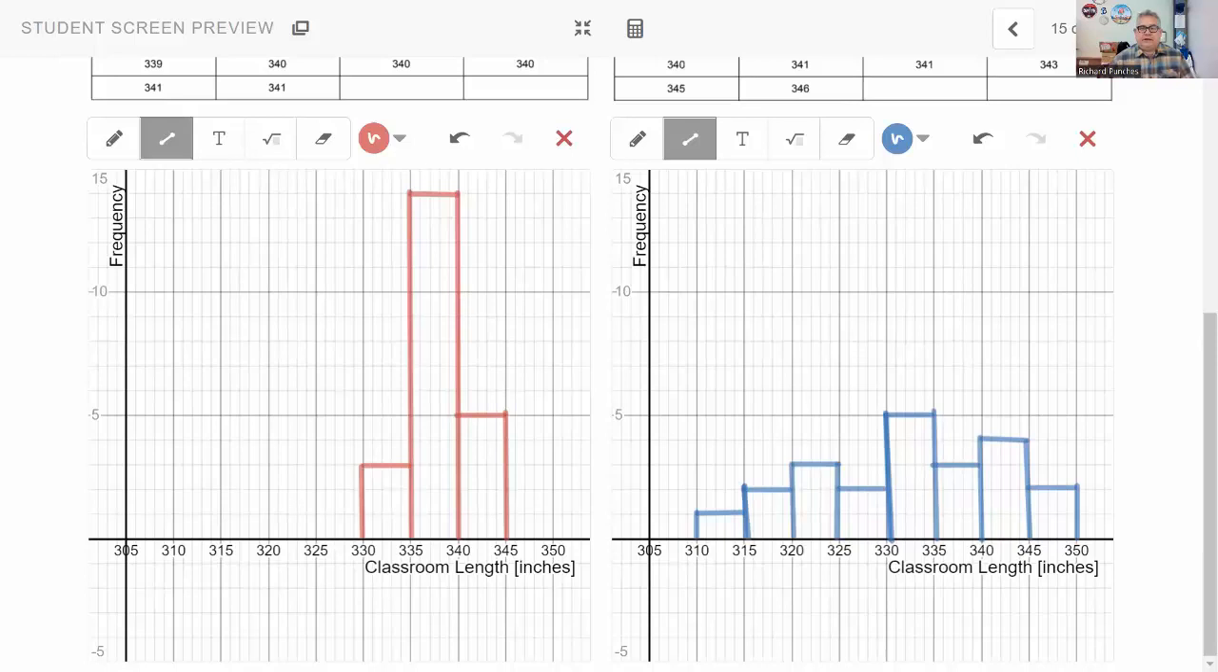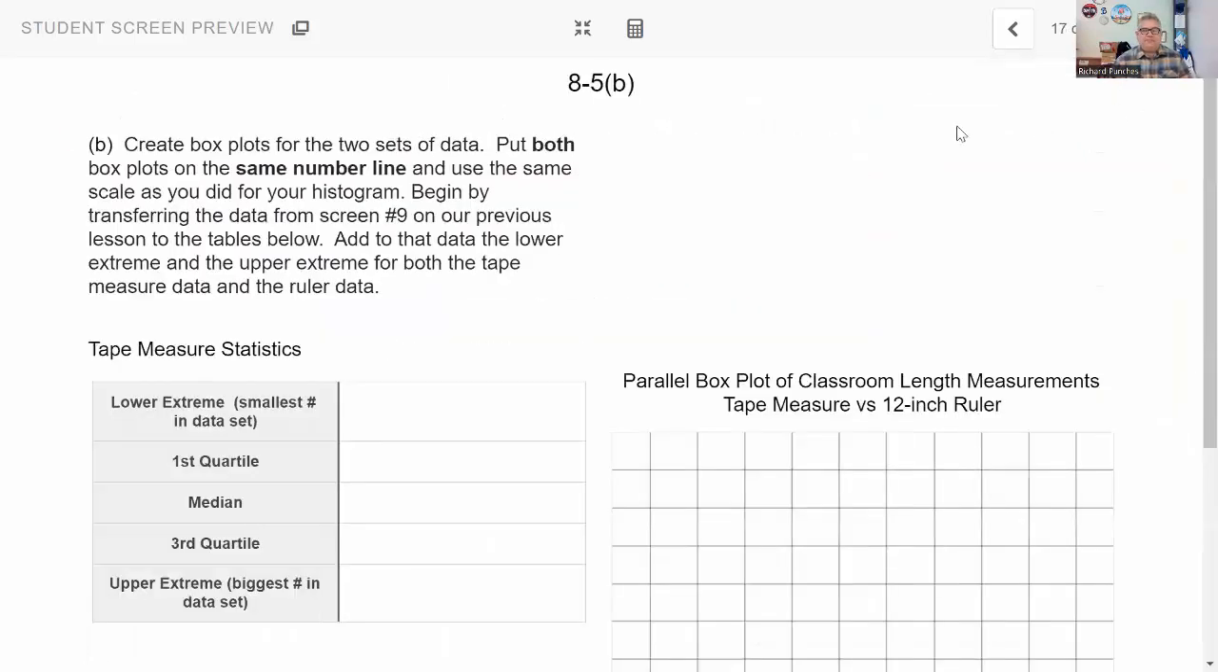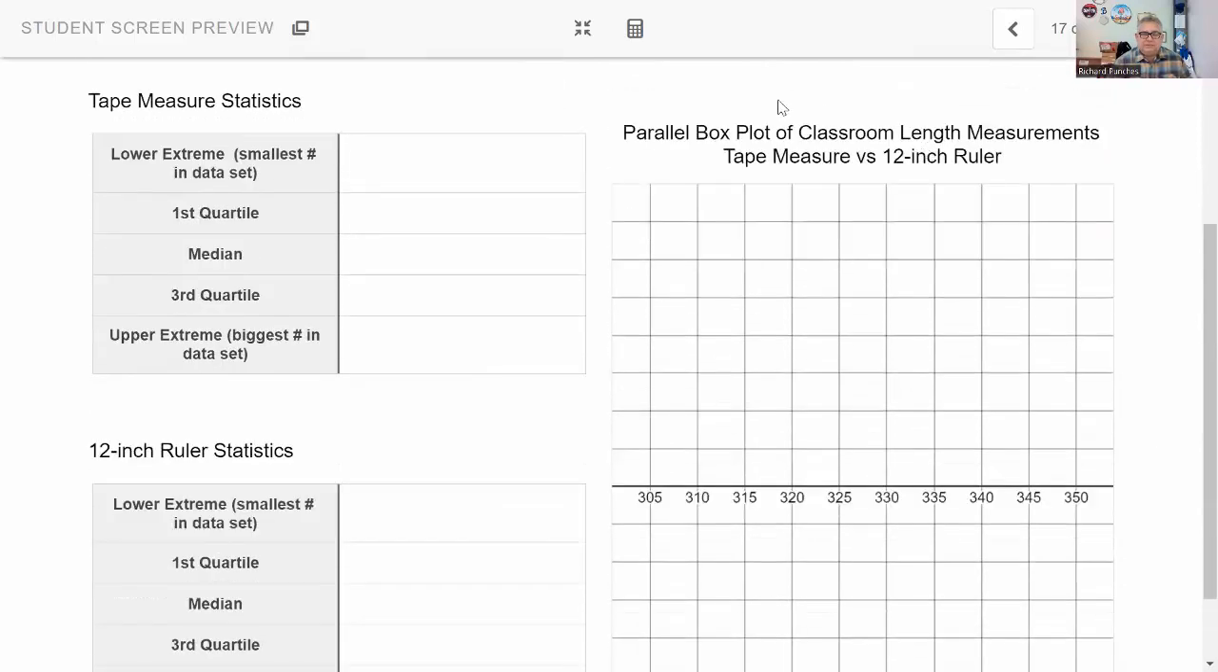Okay, so we're going to go on now to problem B, 8.5b. And I'm going to help you out getting the data for both sets of this. And as we type in the data, you'll see that it's going to build a parallel box plot. Well, a parallel box plot is 2 box and whiskers or 2 box plots on the same number line, and you'll notice that number line matches our bins that we used on the histogram. And this will let us take a look at how the spread of the data looks and how the interquartile range looks for each set of data.